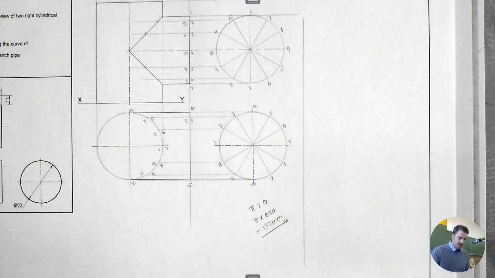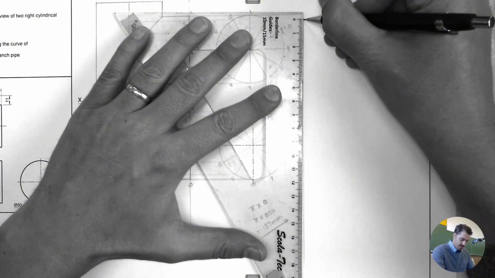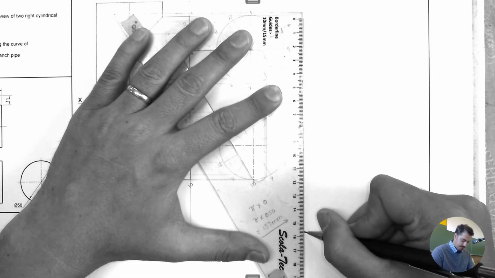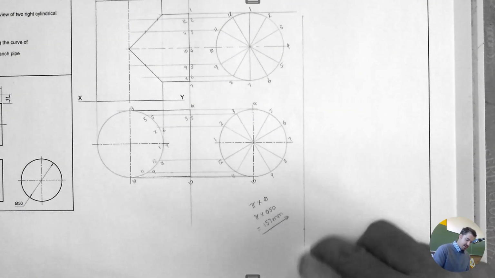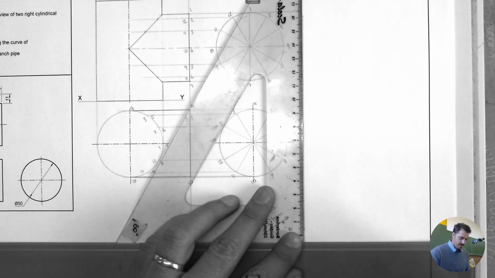So we can now take this measurement, start here on 0. Make sure it's 157, all the way down to here, which means that's going to be the distance of my development that I have.